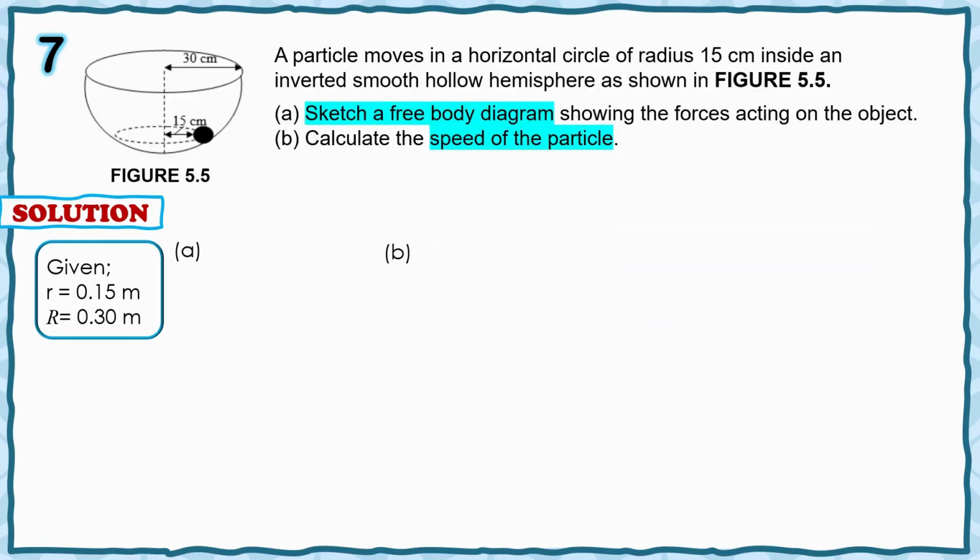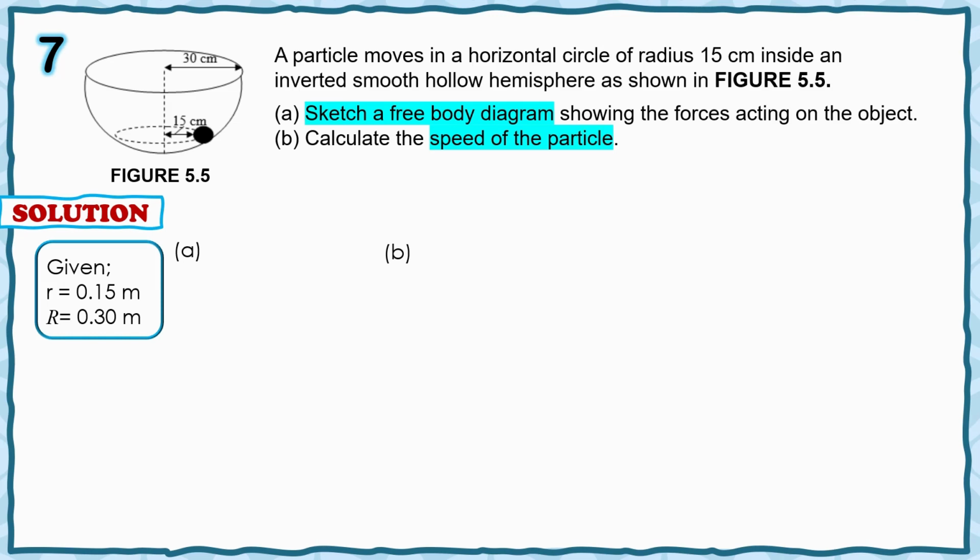For question number 7, a particle moves in a horizontal circle of radius 15 cm inside the inverted smooth hollow hemisphere, as shown in figure 5.5. First, you need to sketch a free body diagram showing the forces acting on the object. And question B, you need to calculate the speed of the particle.